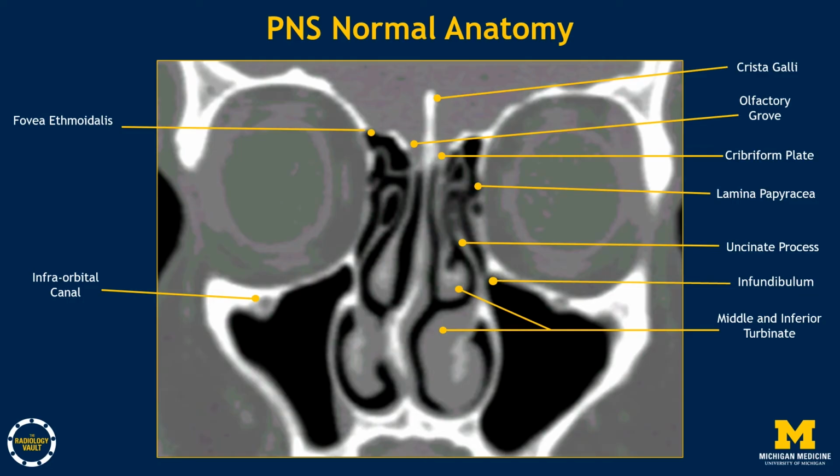The infraorbital canal is in the roof of the maxillary sinus and transmits the infraorbital nerve, a branch of the maxillary division of the trigeminal nerve, together with the infraorbital artery and vein.